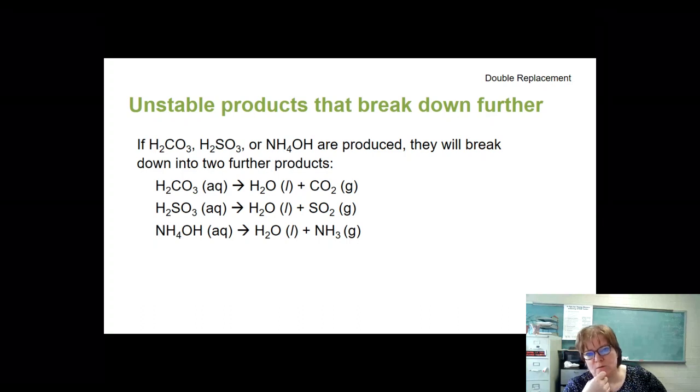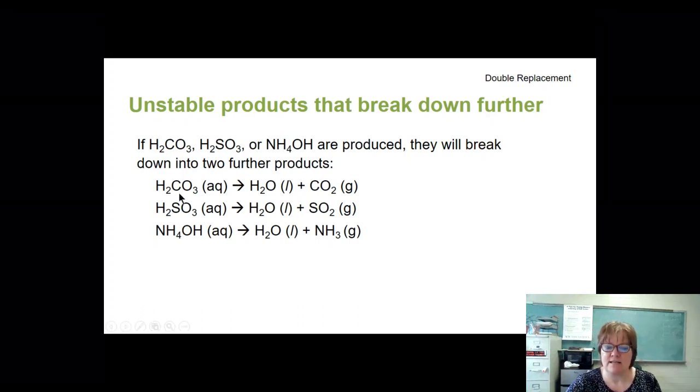When we do double replacement reactions, sometimes we make a product that's unstable. There are 3 unstable products. And what that means is because they're unstable, they'll go on to react further, and these would be my final products. So if you were to make H2CO3, H2SO3, or NH4OH as your double replacement product, hopefully you recognize them and say, oh, they have to go on.